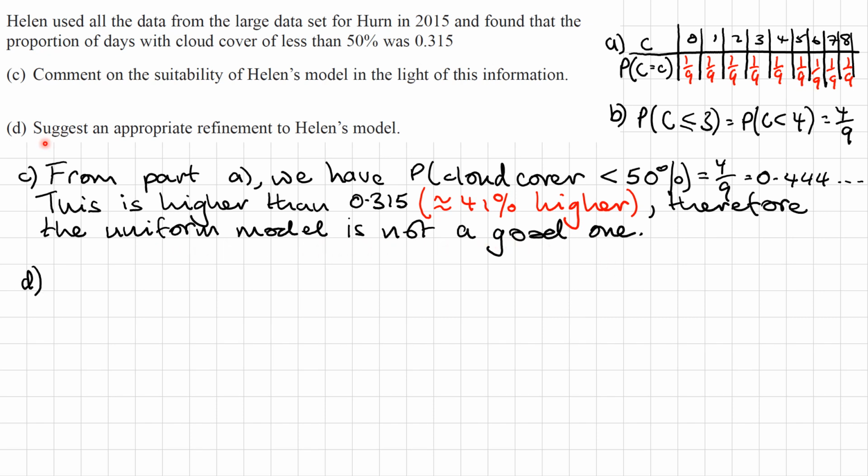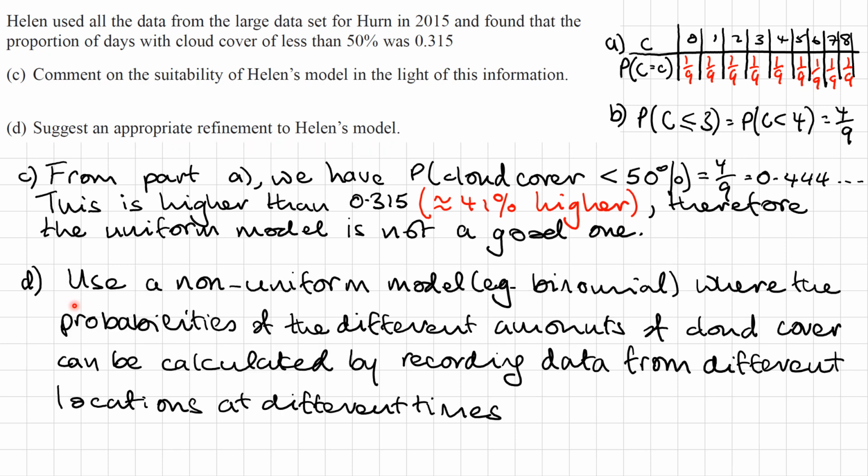And lastly, part D suggests an appropriate refinement to Helen's model. So one possible refinement to Helen's model is to use a non-uniform model. So an example might be a binomial distribution that's non-uniform, where the probabilities of the different amounts of cloud cover can be calculated by recording data from different locations and different times.